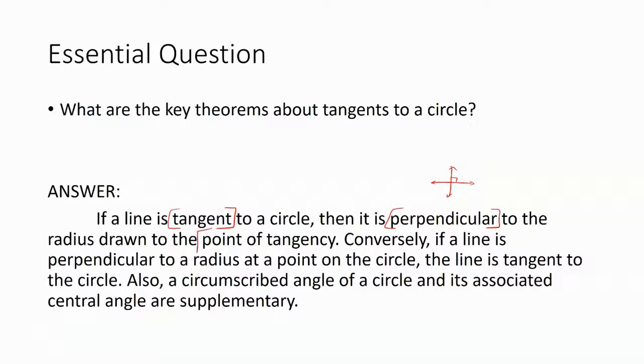Point of tangency, that's a new word, and I'll get into that. And then conversely, that means, again, just the reverse of the statement. All right, so if P then Q, then, well, if Q then P, right? Circumscribed, that's another word. So we already saw inscribed. Circumscribed means an angle outside. So in this context, circumscribed angle means outside of the circle. Okay, and then supplementary, you already know, means 180 degrees.